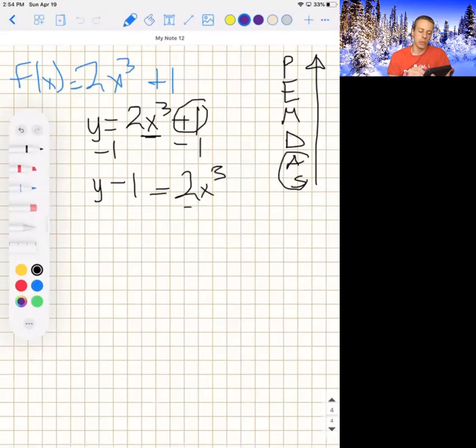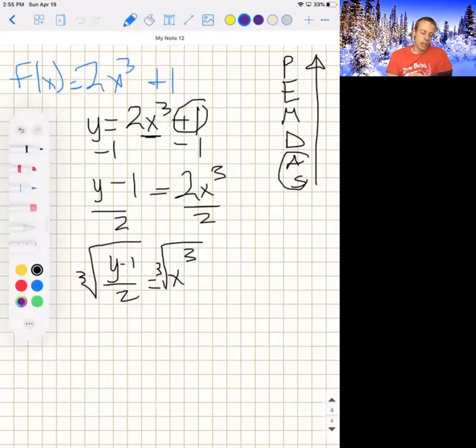Y minus 1 equals 2x cubed. Divide both sides by 2. Okay, so (y minus 1) over 2 equals x cubed. And to undo something to the third power, we just need to take the cube root of both sides. So we're left with the cube root of (y minus 1) over 2 equals x.